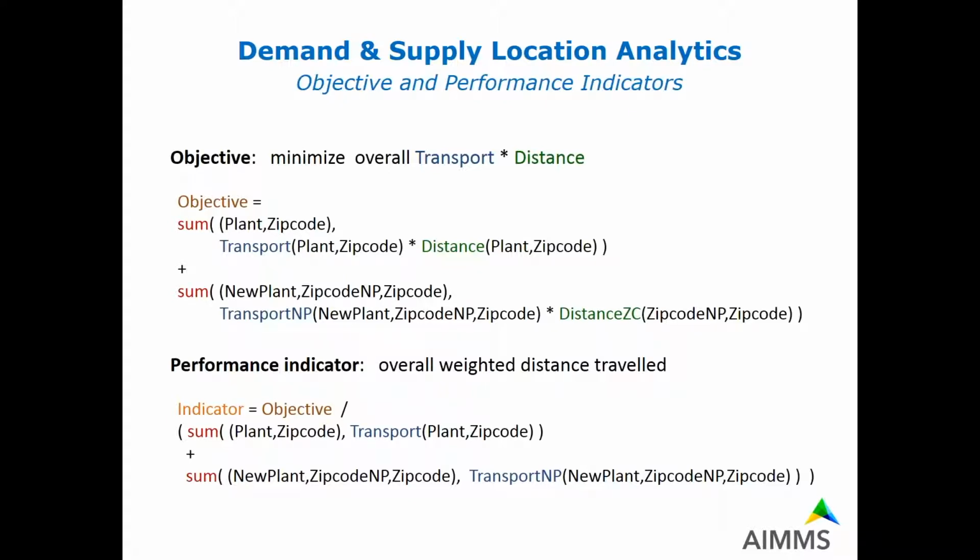Also, a performance indicator in this case is the overall weighted distance traveled. So that would be more or less the objective as above, but then divided by the total amount of transported products, either from an existing plant or from a new plant. So in this case, the weighted distance will be the average distance that one product travels, weighted by the weights given by the transportation amounts.